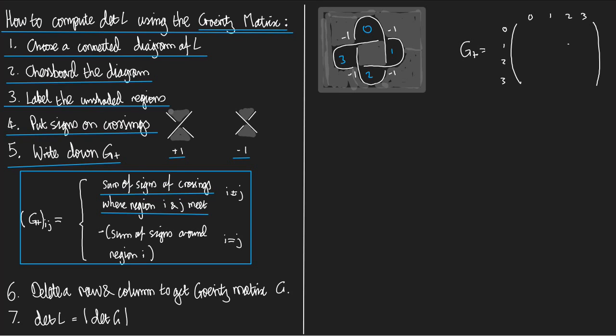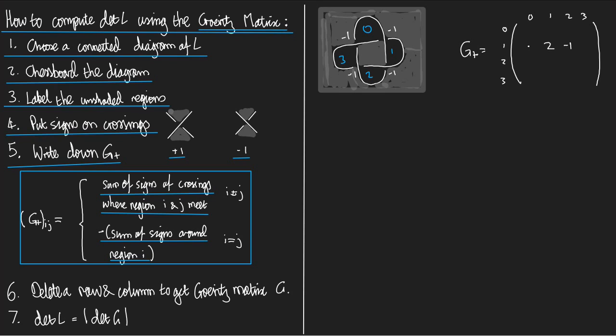In this case, I look for the sum of the signs of the crossings where regions 1 and 2 meet. Well, 1 meets 2 exactly in one crossing. It's here, and the sign is minus 1. So the sum of those signs is just minus 1. Now, what do I put in entry 1, 1? In that case, I'm looking at the ijth entry where i equals j, so I'm in the second case. There I take minus the sum of the signs around region i. So I look at region 1, and the signs all the way around it. There's minus 1, minus 1, they add up to minus 2, and I take minus that, which gives me 2.